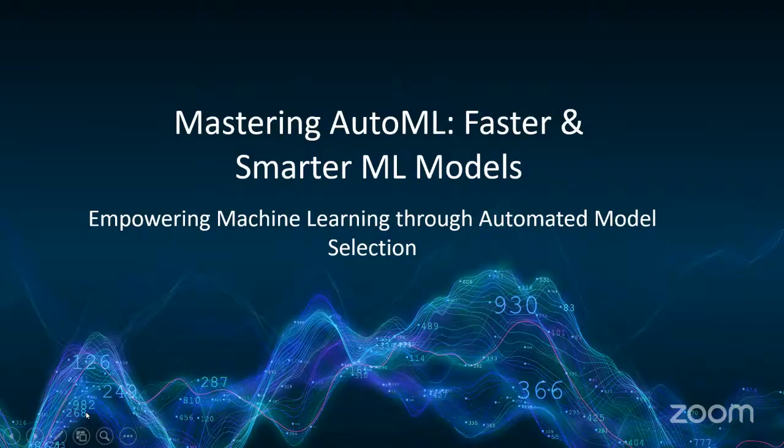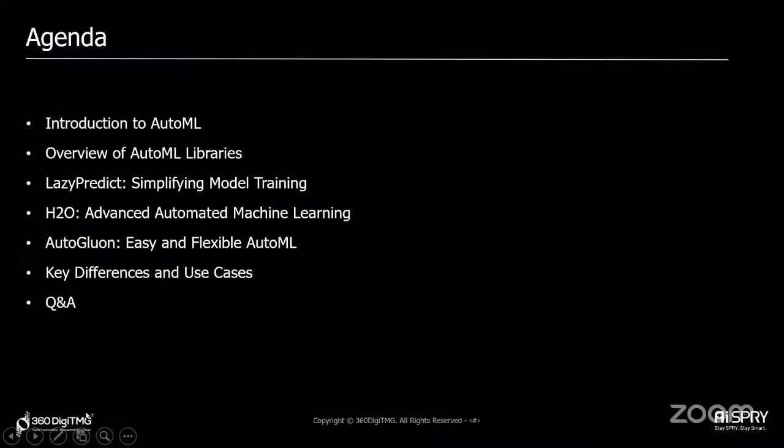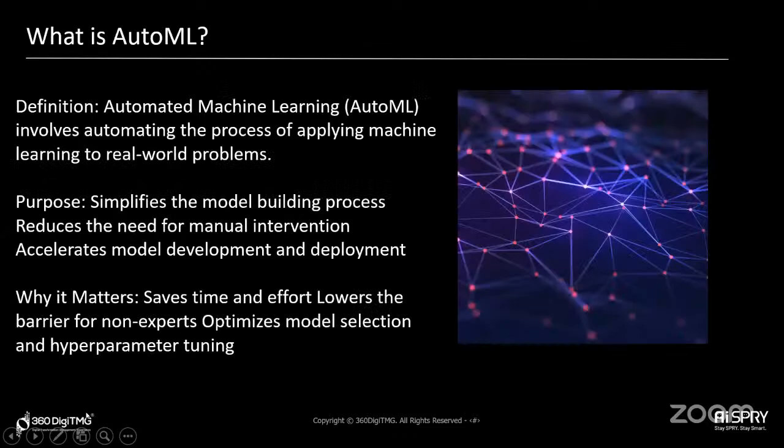Let's dive into our agenda for today. Firstly, we'll understand what AutoML is. AutoML is automated machine learning, which involves automating the process of applying machine learning to real-world problems. Now, what is the purpose of doing this? It simplifies the model building process, reduces manual interventions, and accelerates model development as well as deployment.